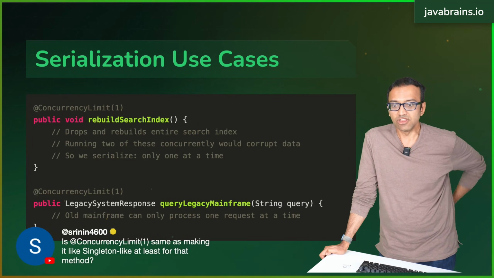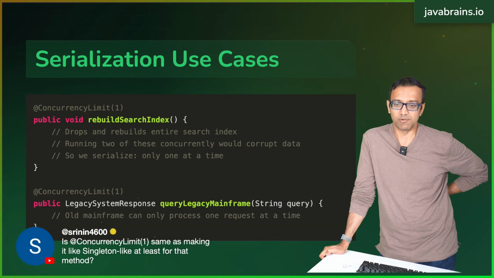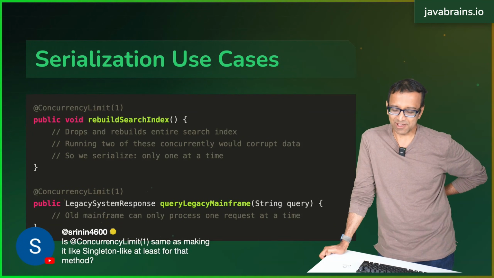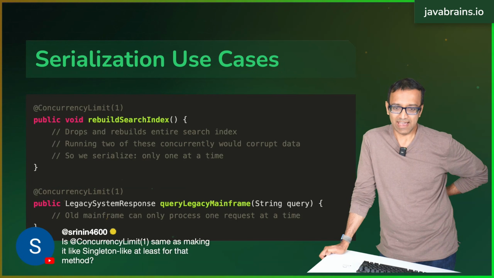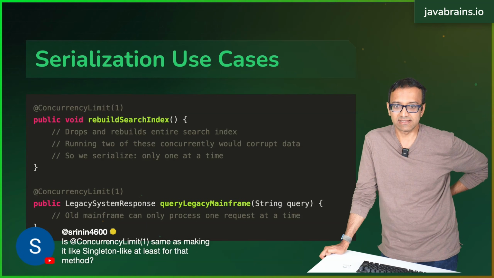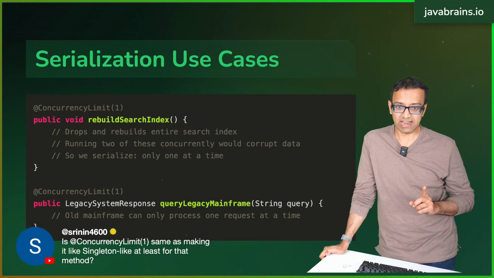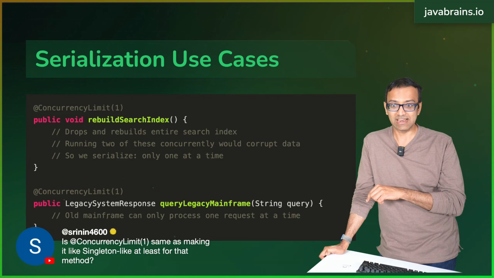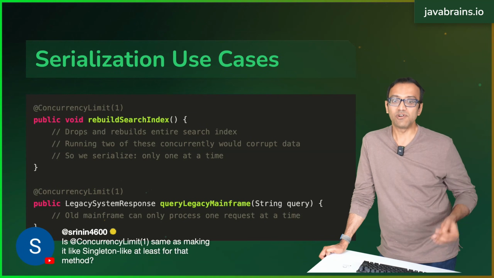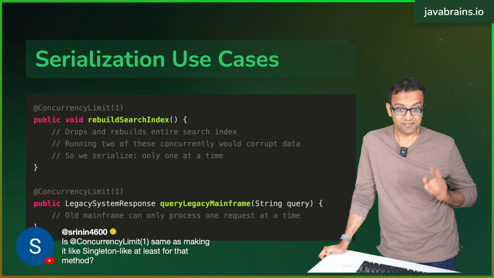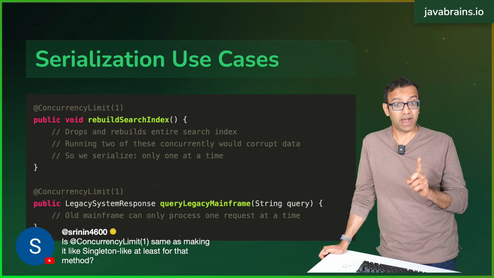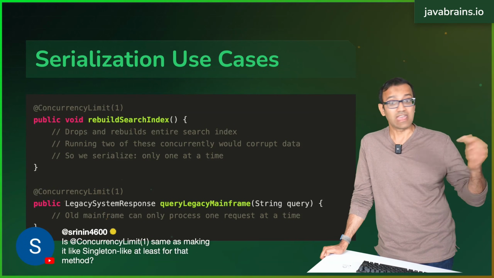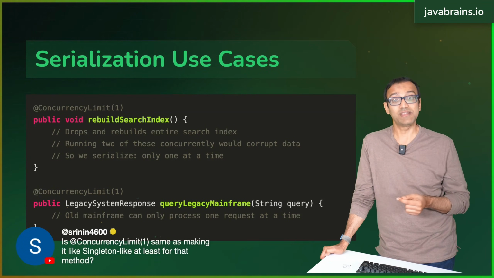It's not the same as making it singleton. I want to address this confusion. I know this is a very common question that gets asked because you think of it as one at a time. The problem is singleton is about something else. Singleton says one instance of a class at a time. Concurrency limit is one invocation of a method at a time. They're very different things. A singleton can be one instance, but a method of a singleton can be called in multiple threads at a time. That can be invoked concurrently.